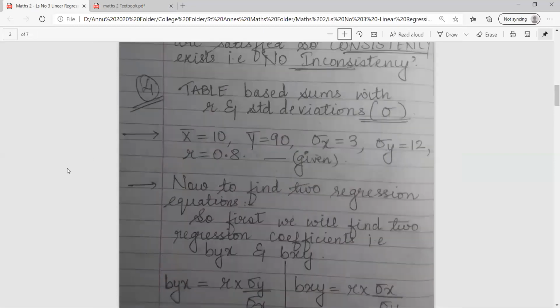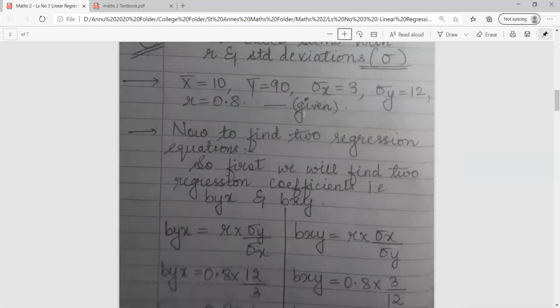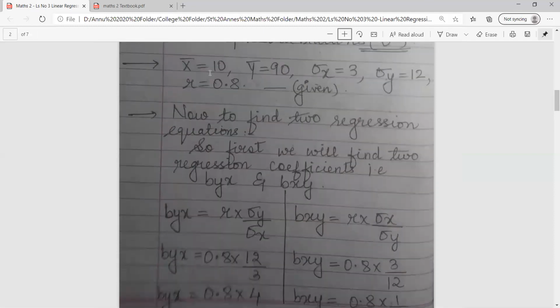So I have given the heading table-based sums including r and standard deviation, that is sigma. Now as everything is given, I have written in this format, so you can also write it down like this. Now in order to find regression equations, class, first you have to find two regression coefficients, that is byx and bxy.